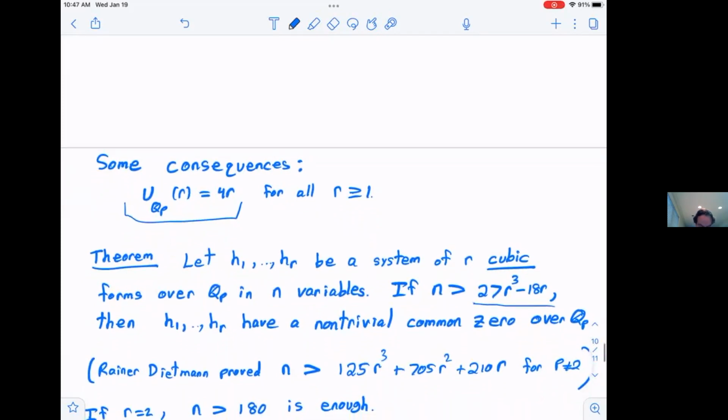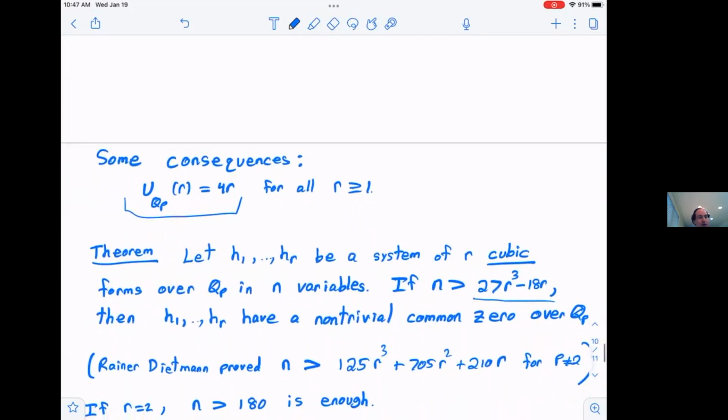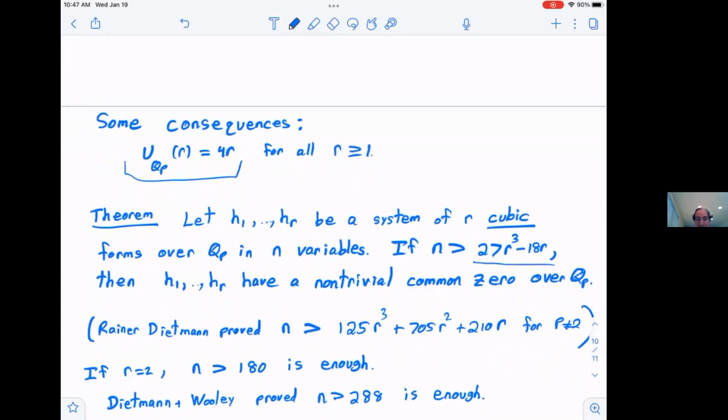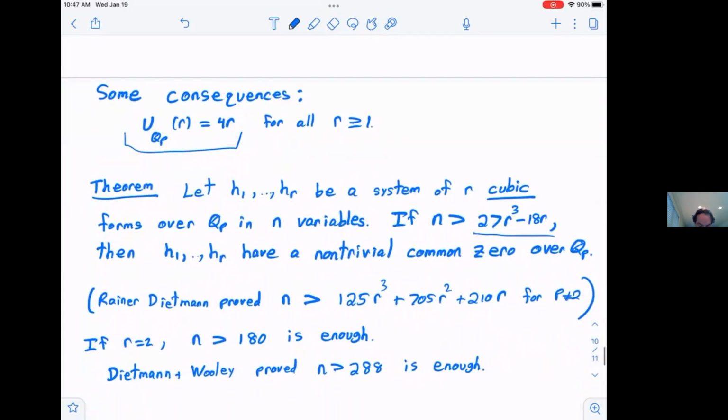And for the special case R equals 2, which has also attracted attention, one gets that n bigger than 180 variables would be enough to solve a system of 2 cubic forms. And I believe the best, Rainer can tell me, is that Dietmann and Woolley proved that n bigger than 288 is enough. So these come relatively for free if this result up here holds.